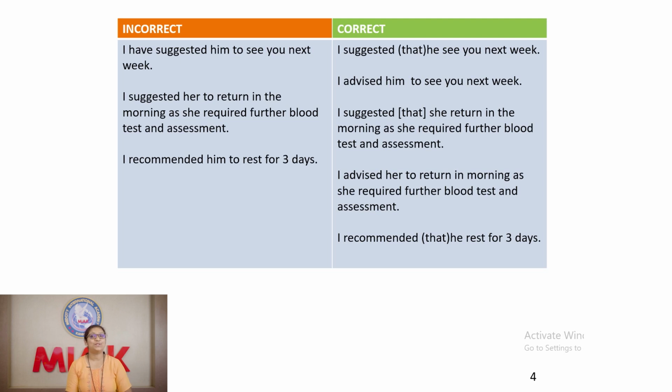Here you can see two columns of sentences. Of course, one is marked as incorrect, whereas the other shows the right usages. Let's look at them one by one. I have suggested him to see you next week. But its right usage is: I suggested he see you next week. Or I can use it as: I advised him to see you next week.